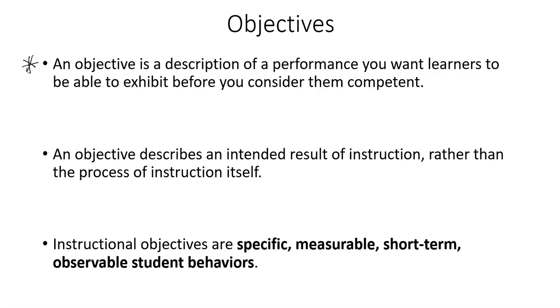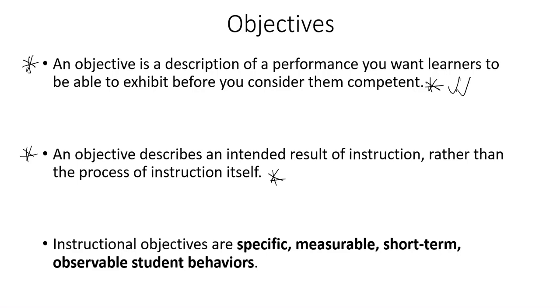So I will just describe these objectives a little bit. Normally, when you think about an objective, it is a description of performance you want learners to be able to exhibit before you consider them competent. That is, you consider that now the learners have mastered what you wanted them to learn. Really, it just describes an intended result of instruction.